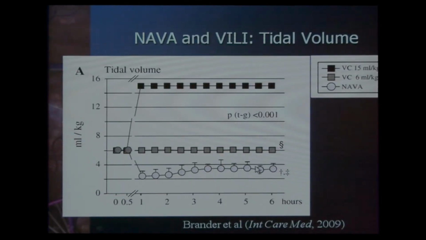Because now these animals chose their own tidal volume. And you can see the initial tidal volume was around 2 ml per kilo. There might have been some impact from the paralytic agent in the first hour or so. But you can see by the end of the study, over 6 hours, tidal volume was roughly between 3 and 4 ml per kilo. So that's the tidal volume these animals chose on average. You can see that, of course, there's a standard deviation.